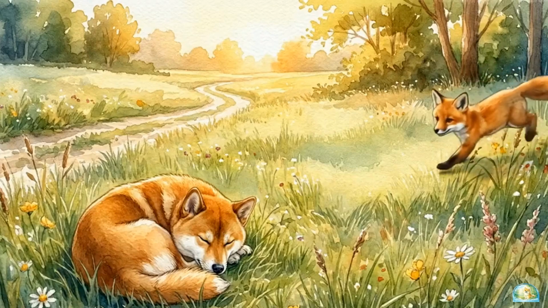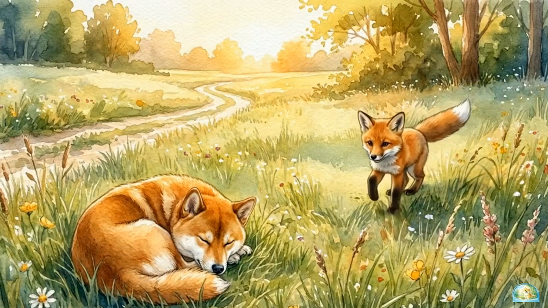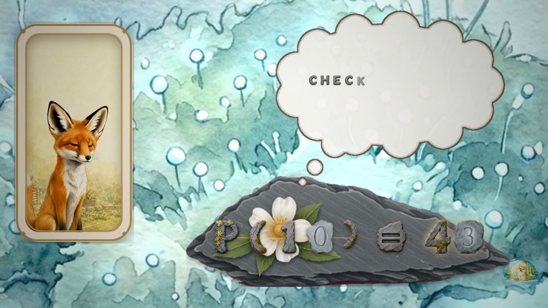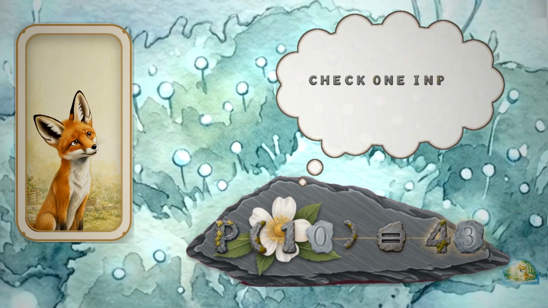How would you check this result? It is a function because each allowed number of hours gives one total cost. At 10 pounds, the mailing rule gives $43. Each allowed input has one output.